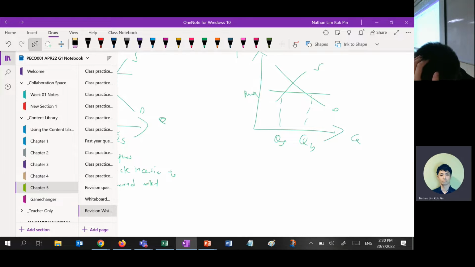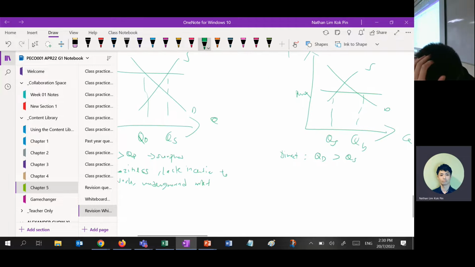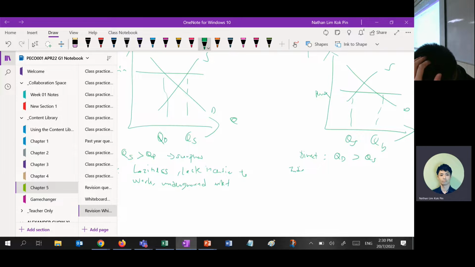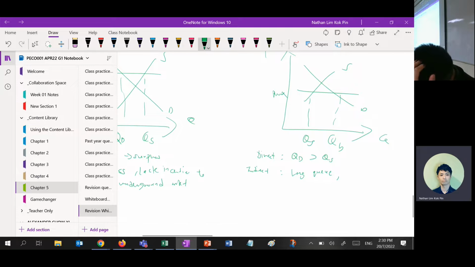For maximum price, the direct effect will be quantity demanded greater than quantity supplied. So the indirect effects: long queue, underground market.